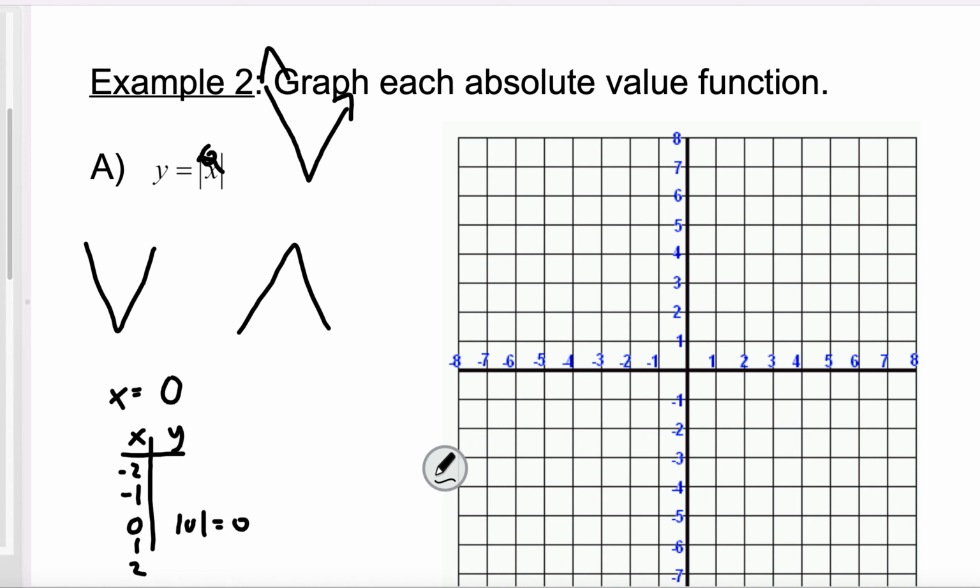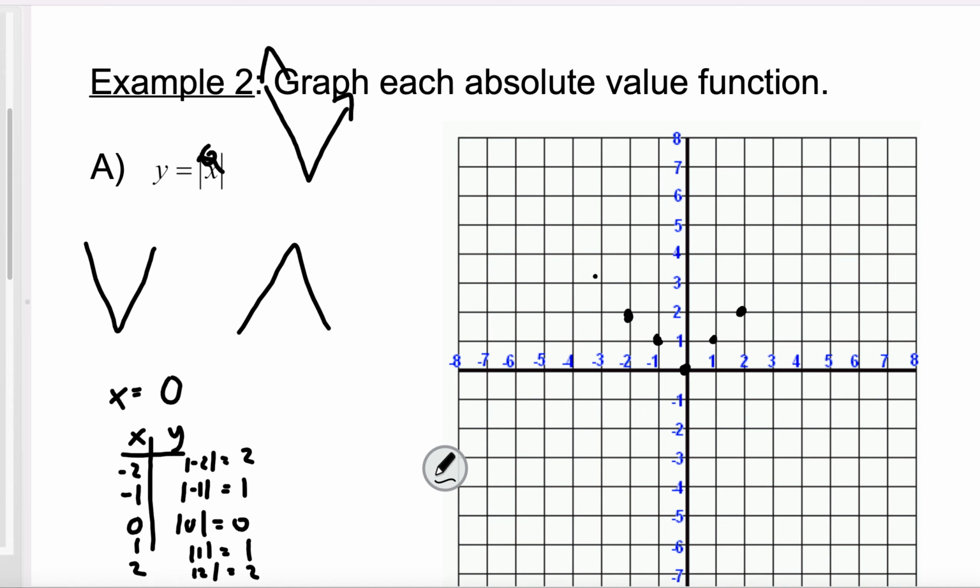is 0. The absolute value of -1 is 1. Absolute value of -2 is 2. Remember, whatever comes out of the absolute value is positive. Absolute value of 1 is 1, and the absolute value of 2 is 2. So we're going to plot those ordered pairs: -2, 2; -1, 1; 0, 0; 1, 1; and 2, 2.